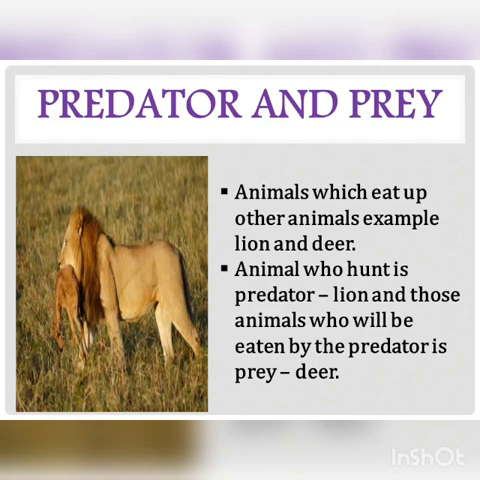Everywhere we see a certain set of organisms which are predators, that exploit or eat other animals. Those animals who will be eaten by the predator are called prey. So, an animal that hunts is a predator, like a lion, and a prey is a deer. Now we will see how a deer can protect itself from the predator.